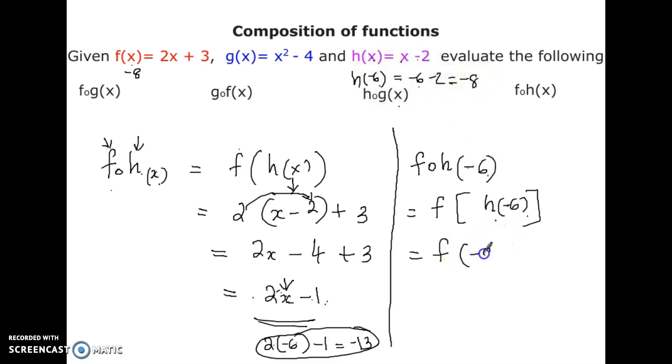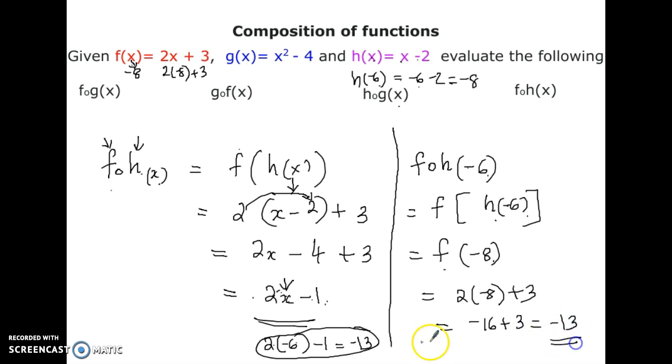So I can find f of negative 8, and f of negative 8 would be, instead of x, I plug in negative 8. So I get 2 times negative 8 plus 3. 2 times negative 8 is negative 16, plus 3 would be negative 13. I get the same answer.